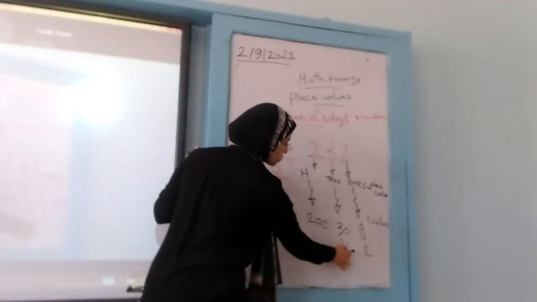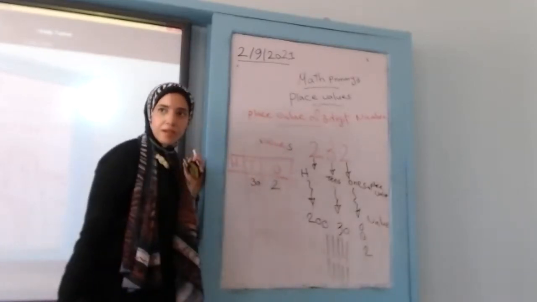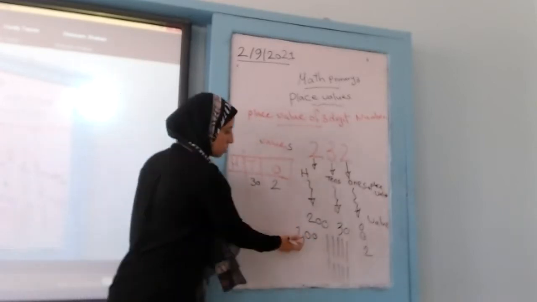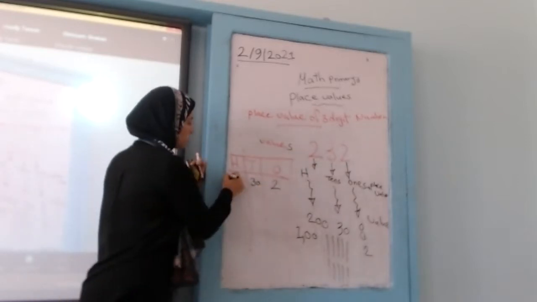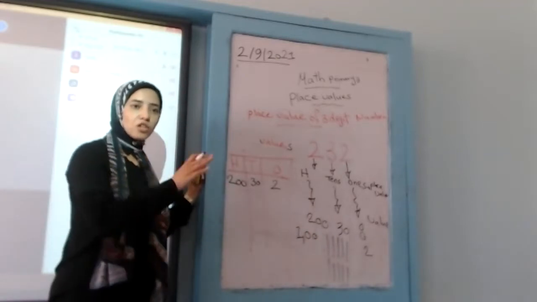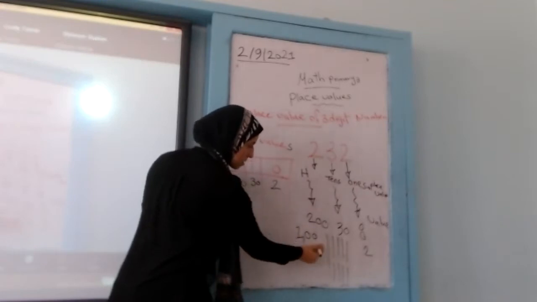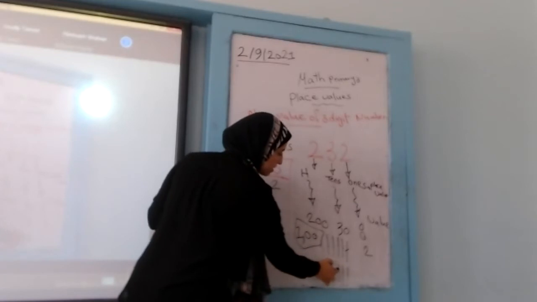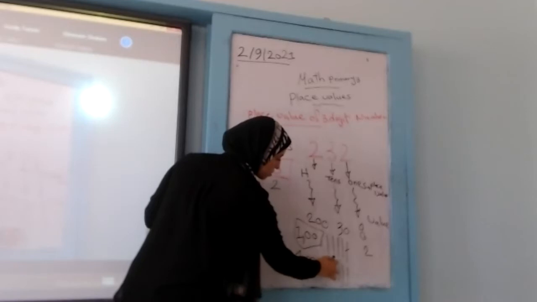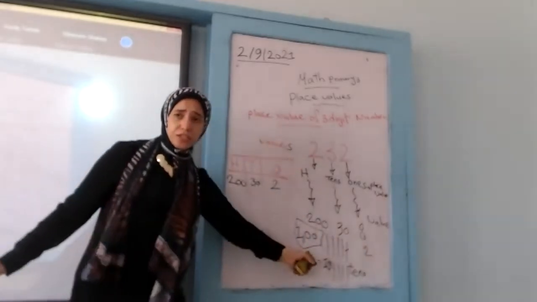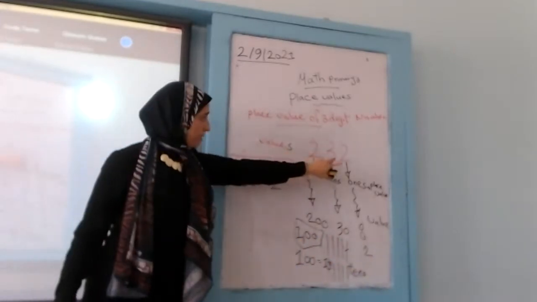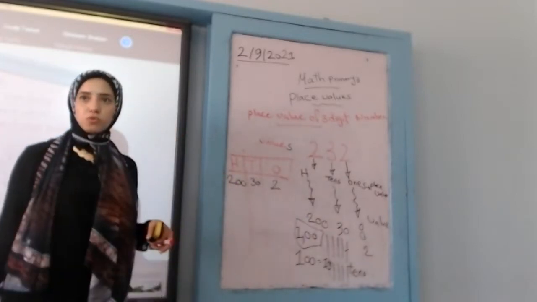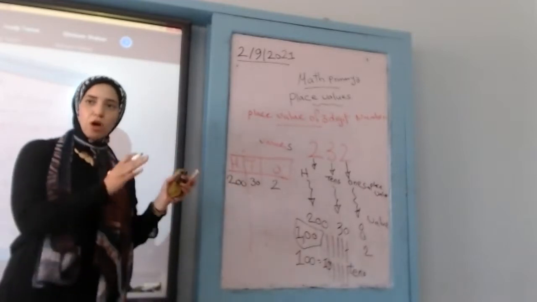And I have 10 blocks of 10. 1, 2, 3, 4, 5, 6, 7, 8, 9, 10. Every 10 blocks of 10 make 100. So I have 200. I have 2 hundreds, and every 100 is 10 tens. So the place value is called hundreds. It's 200, because it consists of 10 blocks of 10, twice.